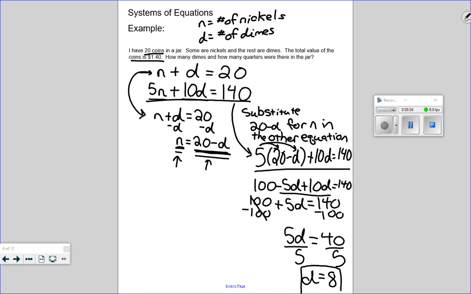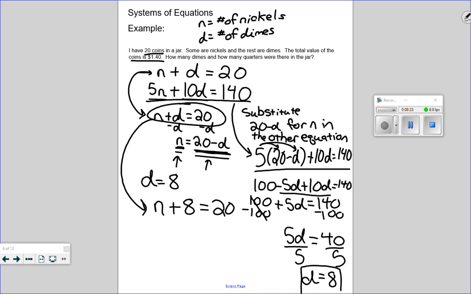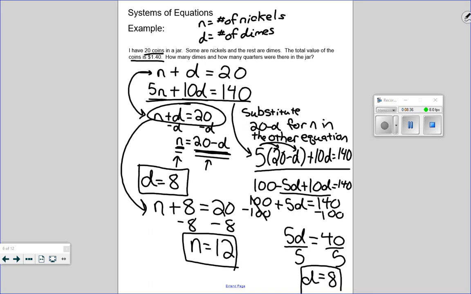So if I have 8 dimes, now what I can do is go back and look at one of these other equations or information I knew. For instance, I know that there's supposed to be a total of 20 coins. So if my d equals 8, then I can just replace the d with an 8 and solve that equation. You can probably do that in your head, I know, but this is how you would do it if the equation wasn't quite so simple. So if I have 8 dimes, then I have 12 nickels. And that's your answer. There's 8 dimes and there's 12 nickels. So that's how you solve a system of equations.